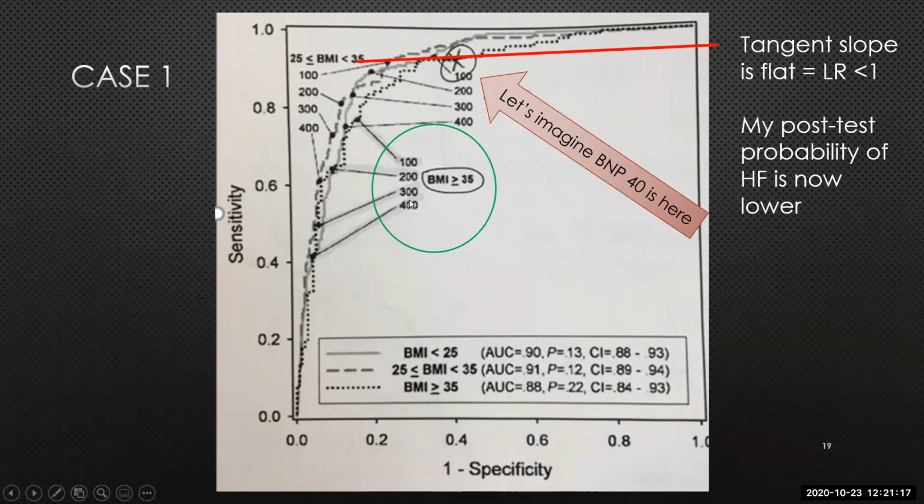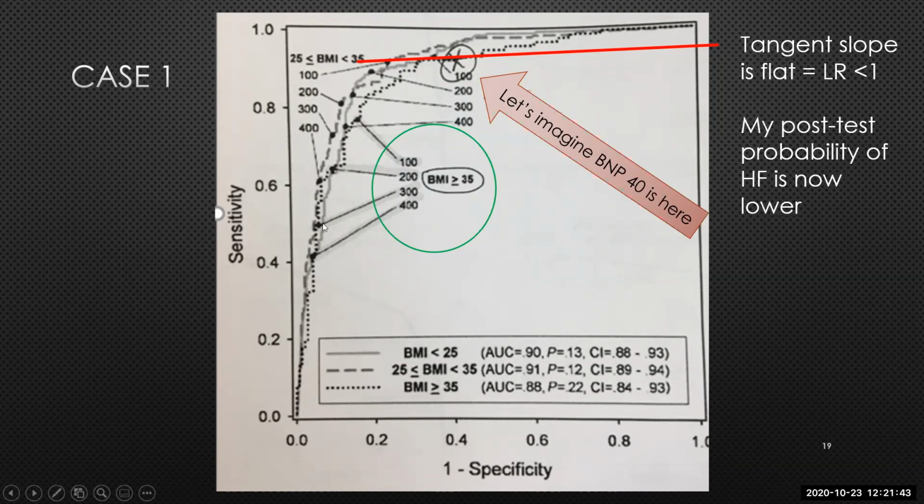So for a BNP of 400 or higher, so in this area of the line, you can imagine that any tangent you draw will have a very positive likelihood ratio. And so if an obese patient came with a BNP of greater than 400, you can be very confident that you can use that BNP and it will increase your likelihood that the patient has heart failure.